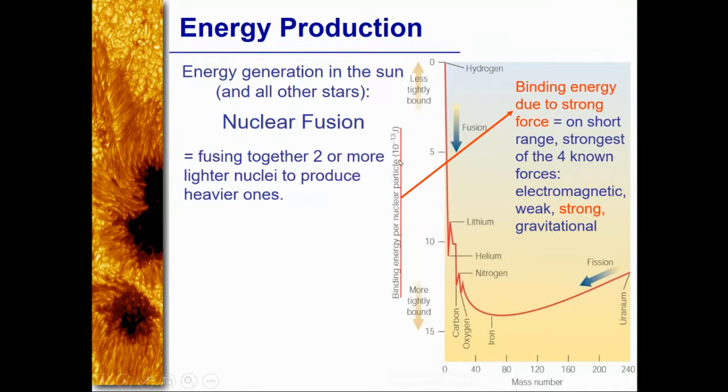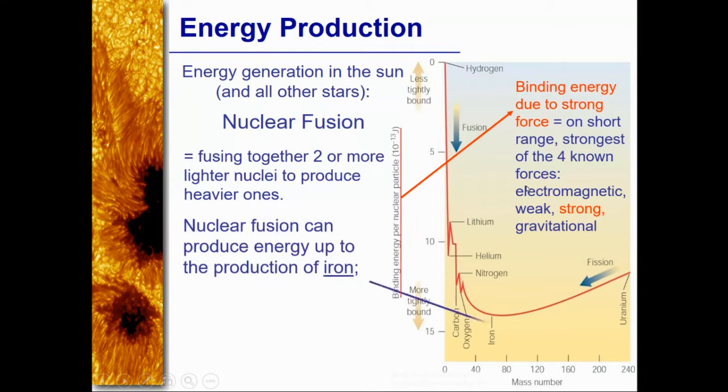Now we look at the x-axis here, and we have binding energy due to strong forces. And this is actually on what we call the short range, strongest of the 4 known forces. We have something that we call electromagnetic forces, weak and strong. And then we have gravitational forces. Now, this binding energy or nuclear forces that basically are the strongest, and this happens inside the nucleus.